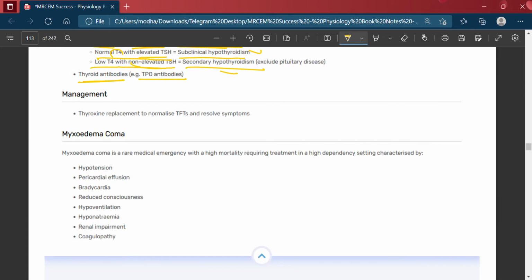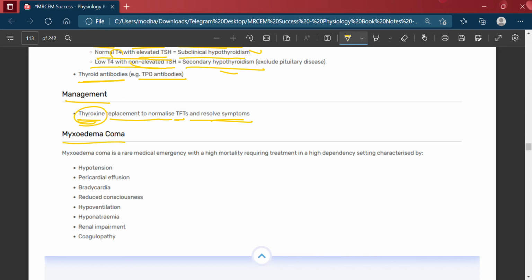Management: in management, thyroxine replacement to normalize TFTs and resolve symptoms. Okay, thyroxine replacement to normalize TFTs and resolve symptoms. Thyroxine will be given.